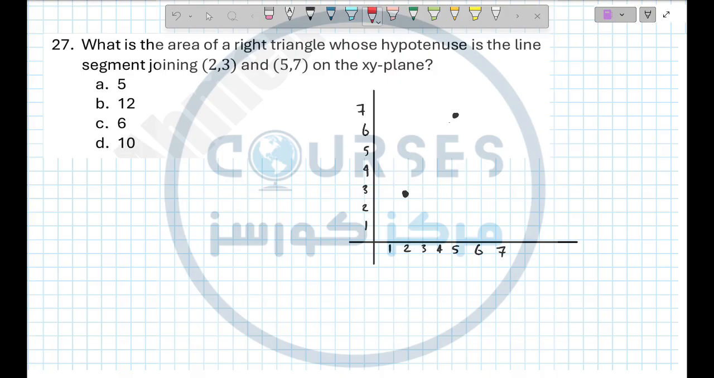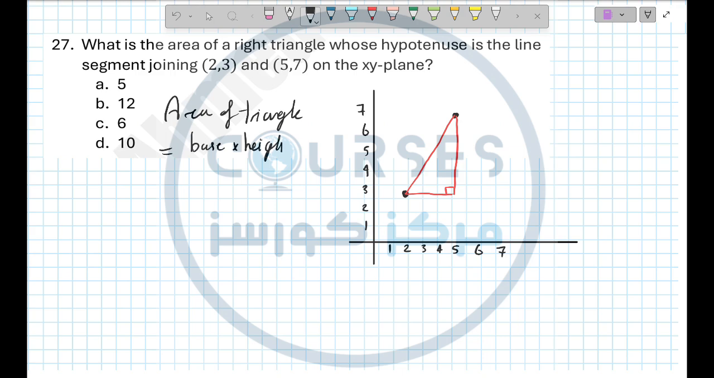The hypotenuse is the longest side in a right triangle. So if you want to connect this and then make a right triangle like this. Okay, so what is the area of any triangle? The area of a triangle. We have two formulas, but here we can use the one that has the base and the height. So that's base times height over 2, or times half. It's the same.